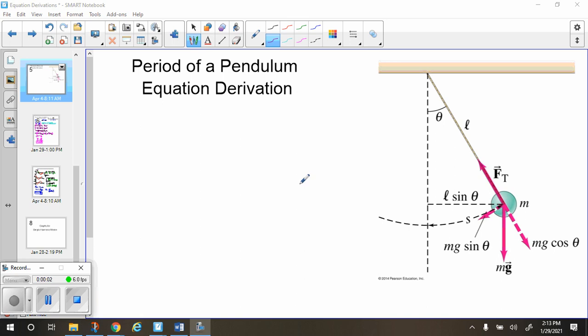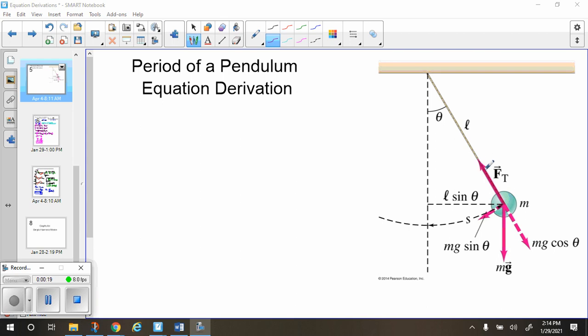In this video, we are going to derive the period of a pendulum. So we have here a diagram of a pendulum swinging back and forth. This is the moment where it's at the apex of its swing and it has stopped to turn around and go back in the other direction. So we've drawn the forces.